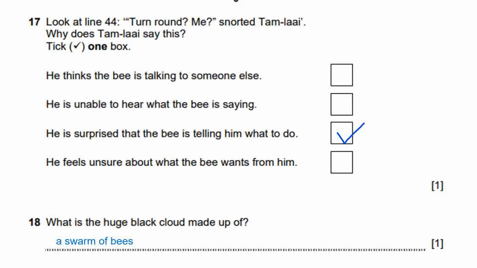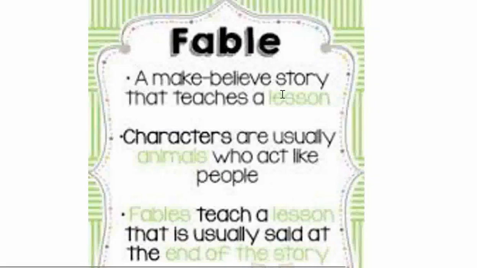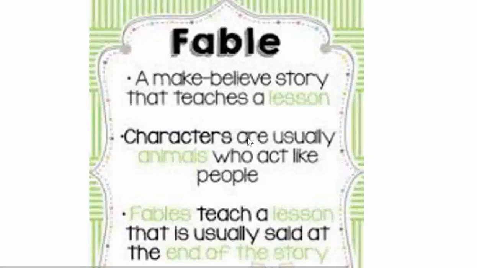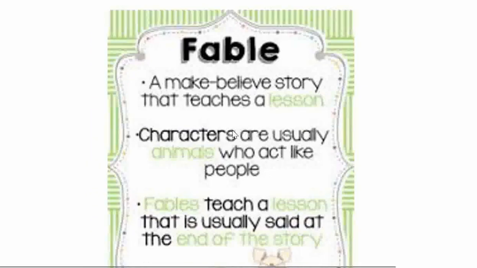Next question 19. Grandfather's story is an example of a fable. How do you know it is a fable? Give two reasons. First, let's check what a fable is. A fable is a make-believe story that teaches a lesson. The characters are usually animals who act like people. And a fable teaches a lesson that is usually said at the end of the story. That is three characteristics of a fable. So in the story, we can see that it's a bee and a monster.